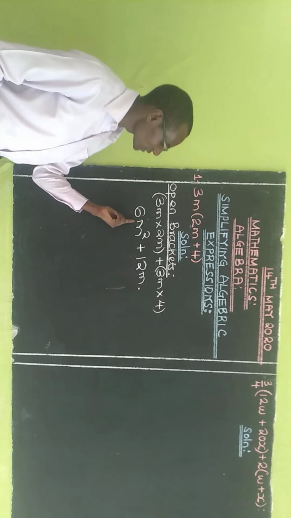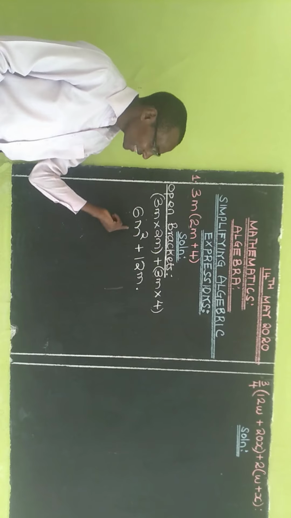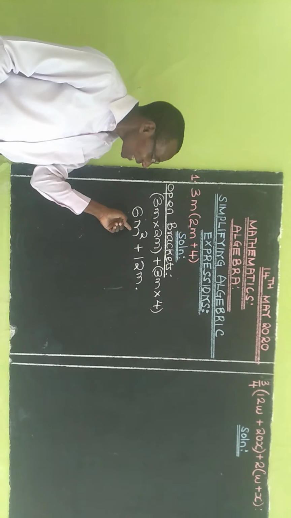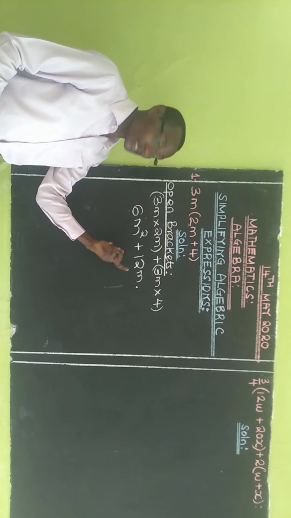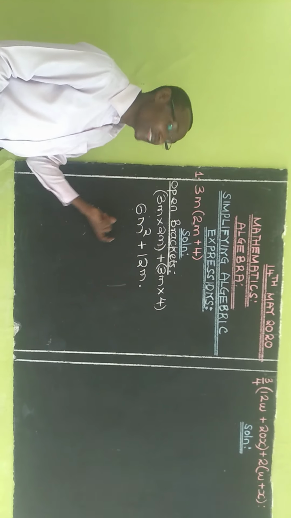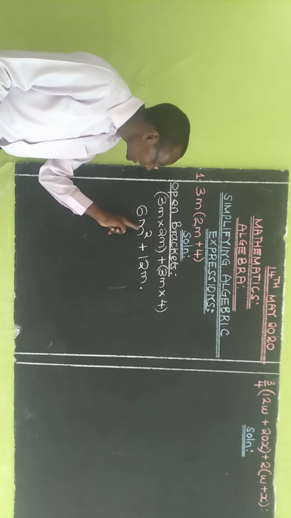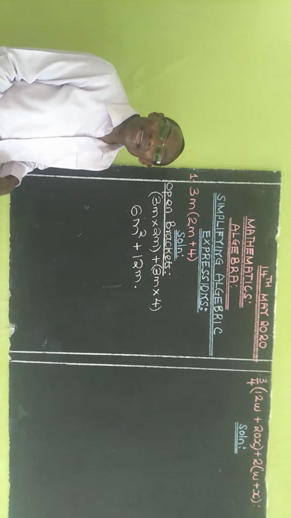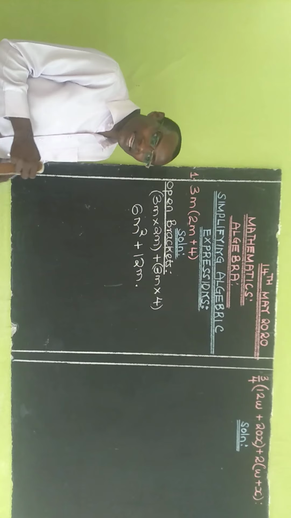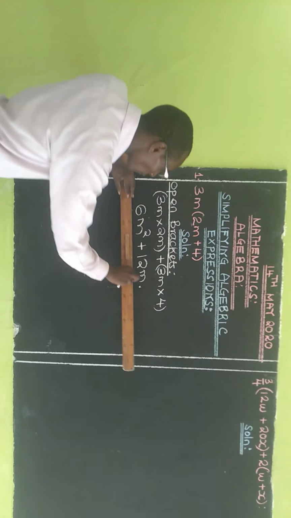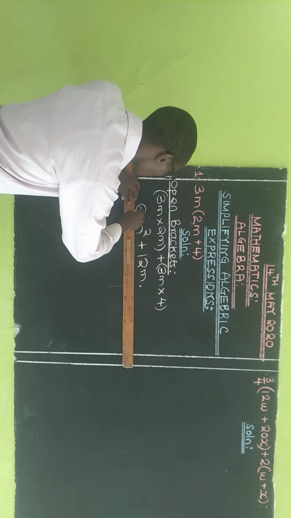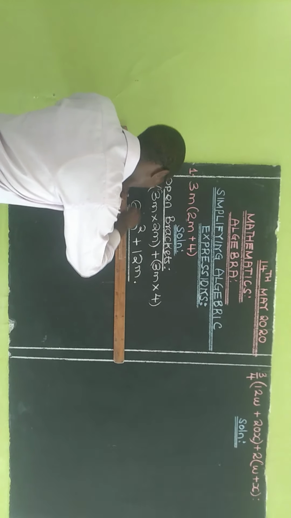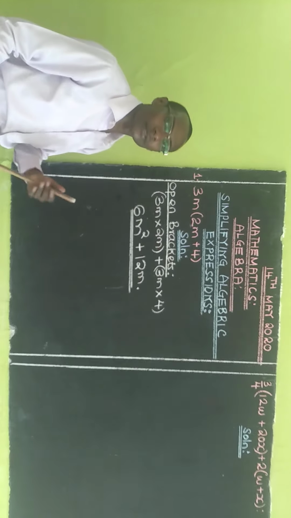Look at 6m squared and 12m. They are different things here. So you can never come and take 6m squared plus 12m, as most of you have been doing, and then say 18m. This is m squared, this is m. So you can never combine different or unlike terms. So the answer for question number 1 was 6m squared plus 12m.